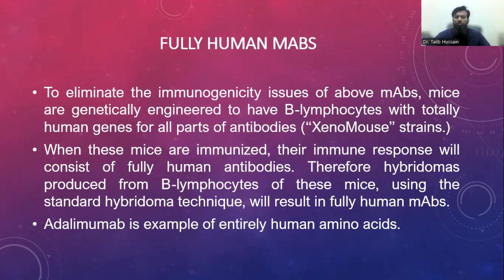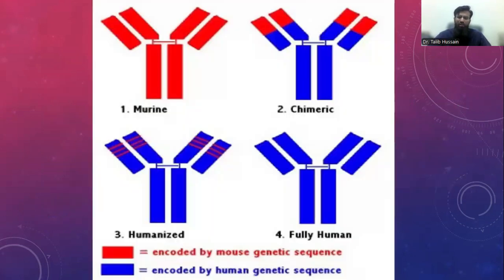Ideally, this is the example used entirely for human MABs, and they are used as immunosuppressant drugs. They can be used as an immunosuppressant drug, and they are of entirely human amino acid basis, so they are known as fully human MABs.